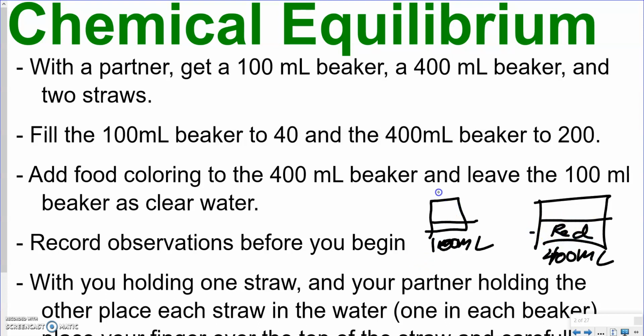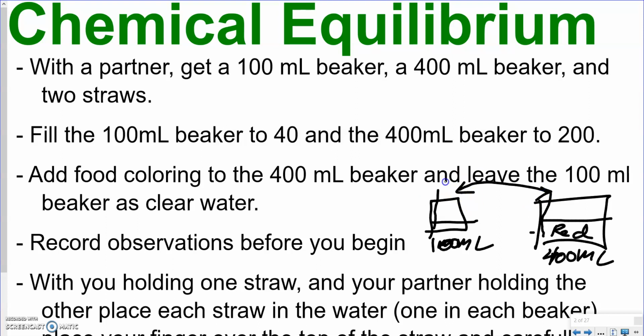Now, what we're going to do is take a straw and stick it into both of these beakers, so one straw in each one. We're going to put our thumb on top of the straw, and we're going to basically capture the full height of that water, meaning let's say there's 2 inches in our 100 ml beaker, I should have 2 inches of water in my straw, and same for whatever the 400 ml beaker is. And we're then going to take these straws and flip them.